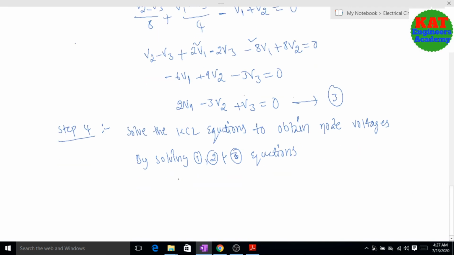How do we solve the equations? We have different methods, otherwise you can use the calculator. By solving the first, second, and third equations, we obtain the nodal voltages: V1 equal to 4.8 volts, V2 equal to 2.4 volts, and V3 equal to minus 2.4 volts. So these are the answers: the node voltages for the given electrical network.